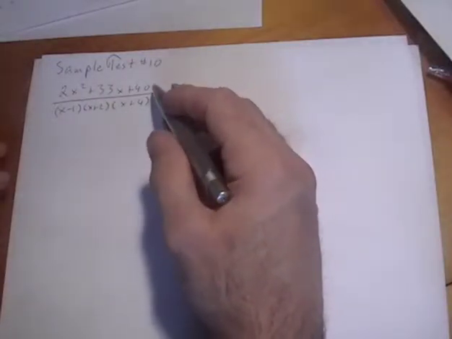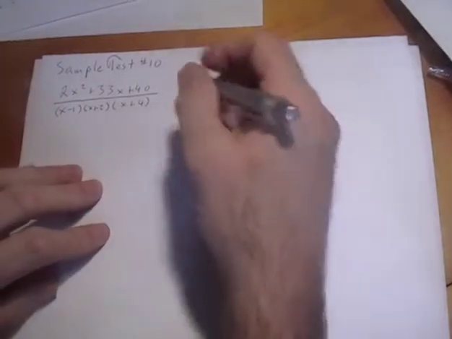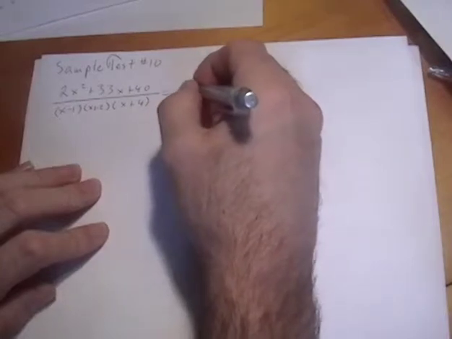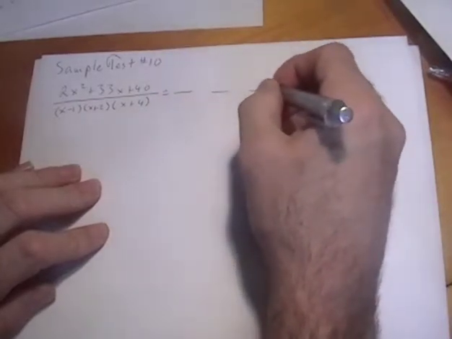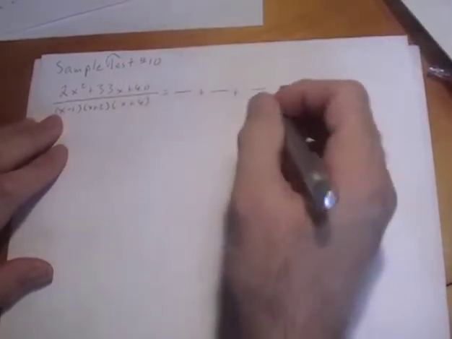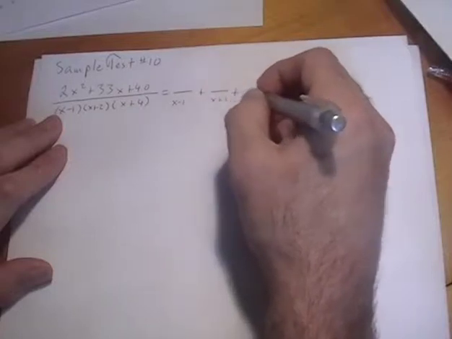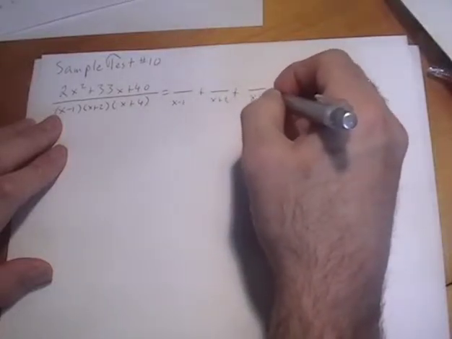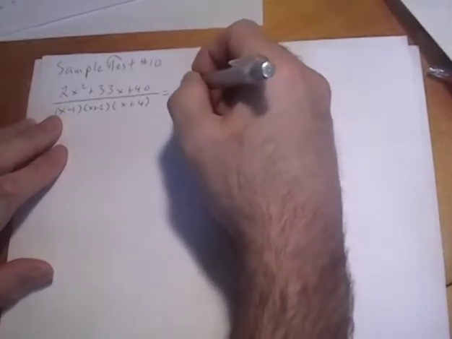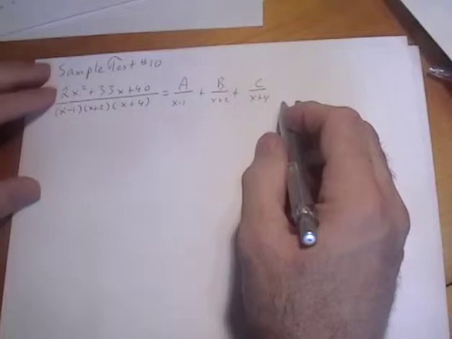Sample test question number 10, partial fraction decomposition. I would like to decompose this rational expression into three parts based on the three factors of the denominator: the x minus 1, the x plus 2, the x plus 4. These are all first order, so I put a single constant on the top.